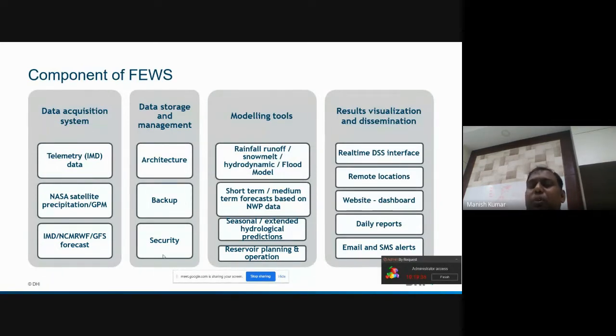So depending on your project requirement, you can use different modeling tools, and once your model is simulated, the results need to be disseminated on a website, through mail, SMS, through daily reports to different workstations. So that's basically dissemination of output. So these are the four major components of any early warning system.